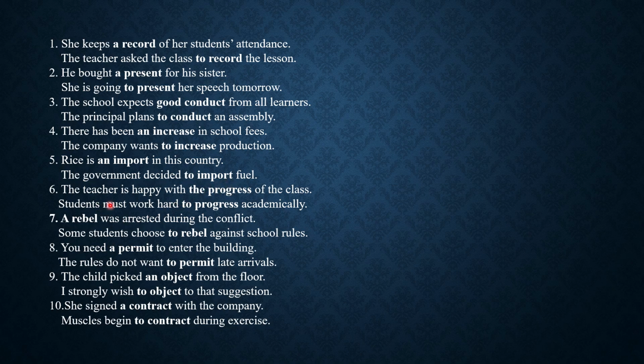Then the teacher is happy with the progress of the class. The progress of the class, that is a noun, because of the definite article there. Then the students must work hard to progress academically. To progress is a verb.